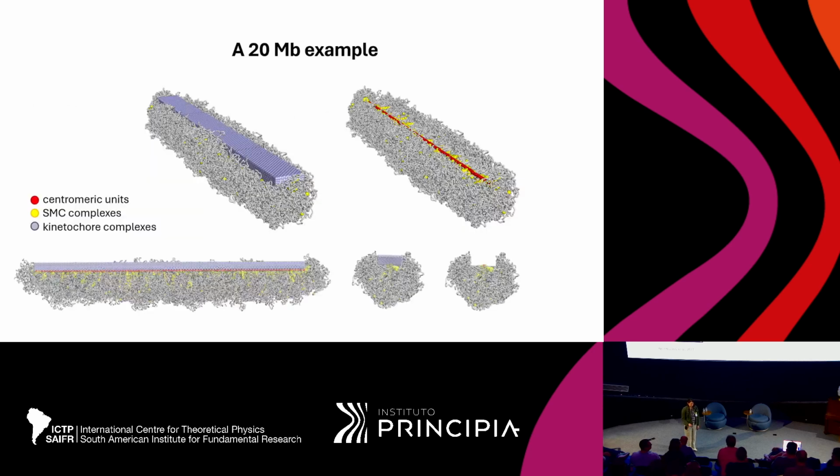So, beautiful talk, thank you. I would like to ask if you considered introducing the sister chromatid cohesion also. No. You think it's not important? Oh, for sure. Would it change something, to consider a second chromosome being compacted there?